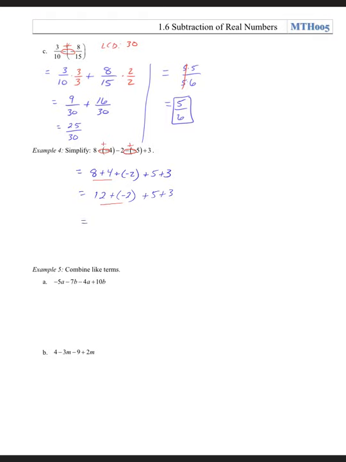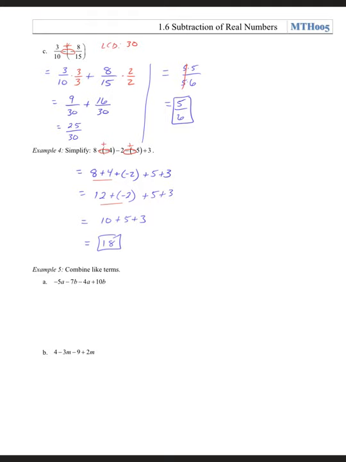12 plus a negative 2 would be 10, plus 5 plus 3. Well, in this last step, we can do this all in one. 10 plus 5 is 15, plus another 3 would be 18. And then what you can do is type the original into your calculator just as you saw it before you changed anything, to make sure you did it correctly. A common mistake is that we change these incorrectly.